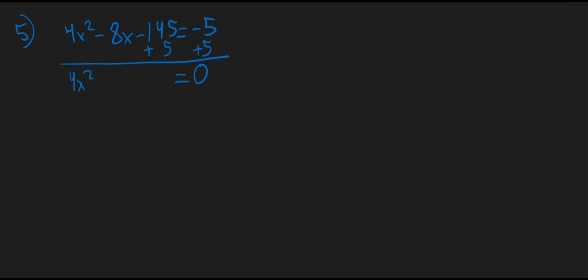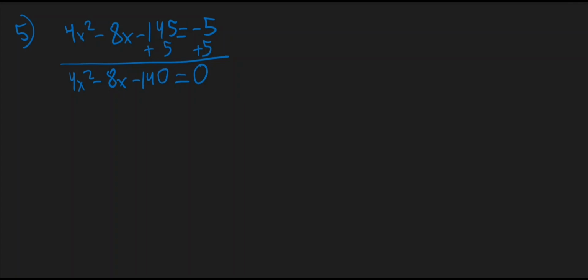So for number 5, we're given: solve 4x squared minus 8x minus 145 is equivalent to negative 5. All right, so again, bring every term over to one side by adding 5 on both sides. And that gives you a 0 on the right, and on the left a 4x squared minus 8x, and then negative 145 plus 5 gives you a negative 140.